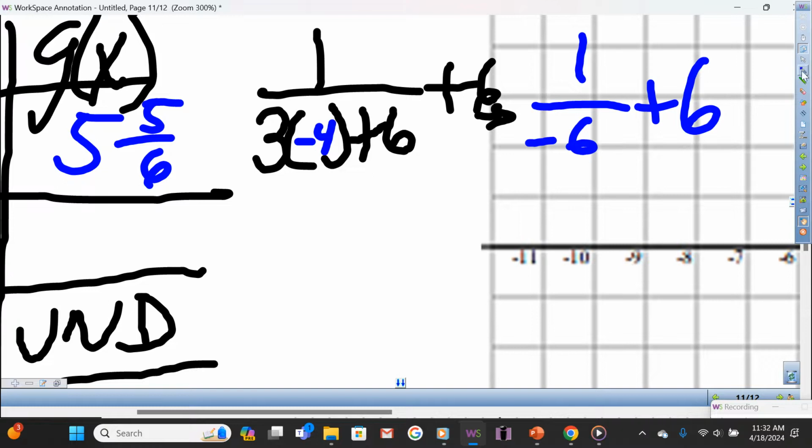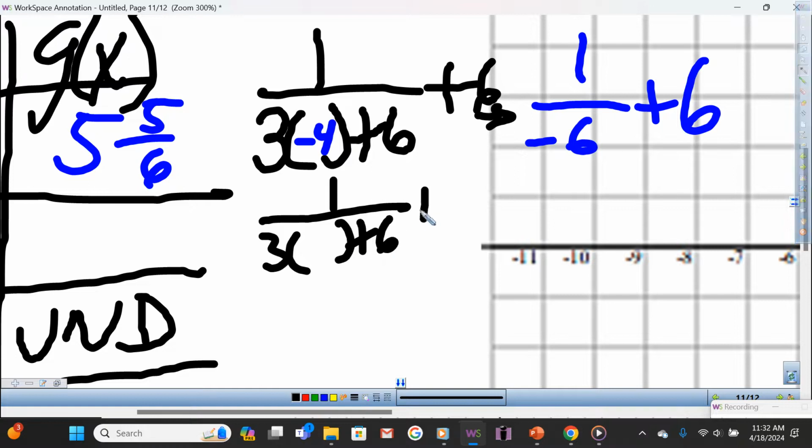Go to the next value. 1/3 parentheses plus 6 plus 6. And the next value is -3. All right, Danny. What is 3 minus 3? 3 times -3. -9 plus 6. -3.